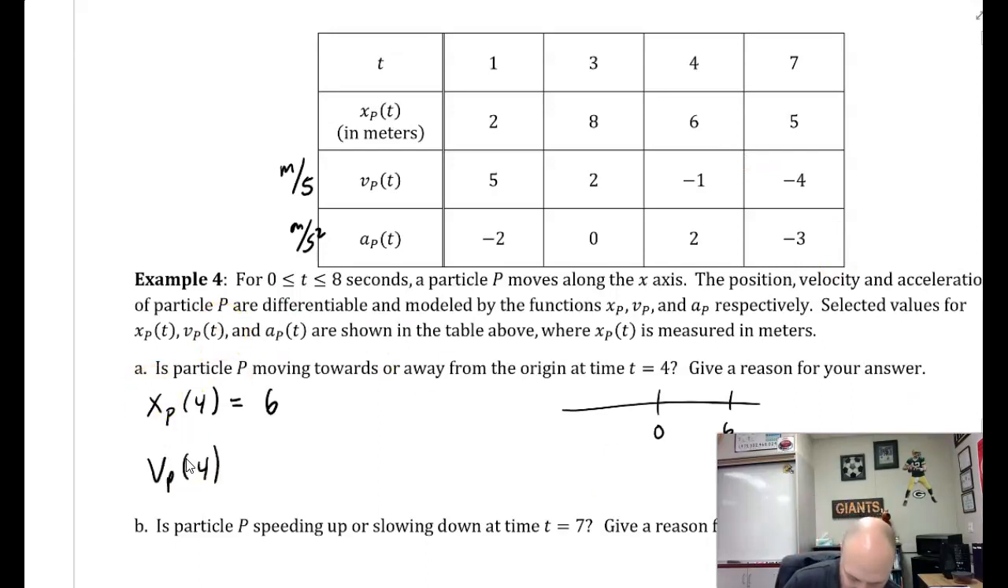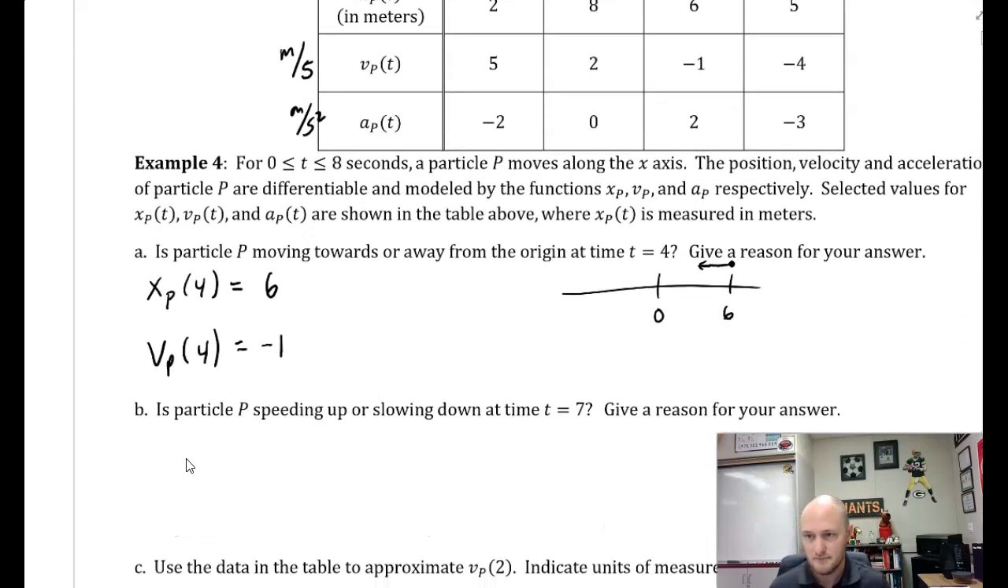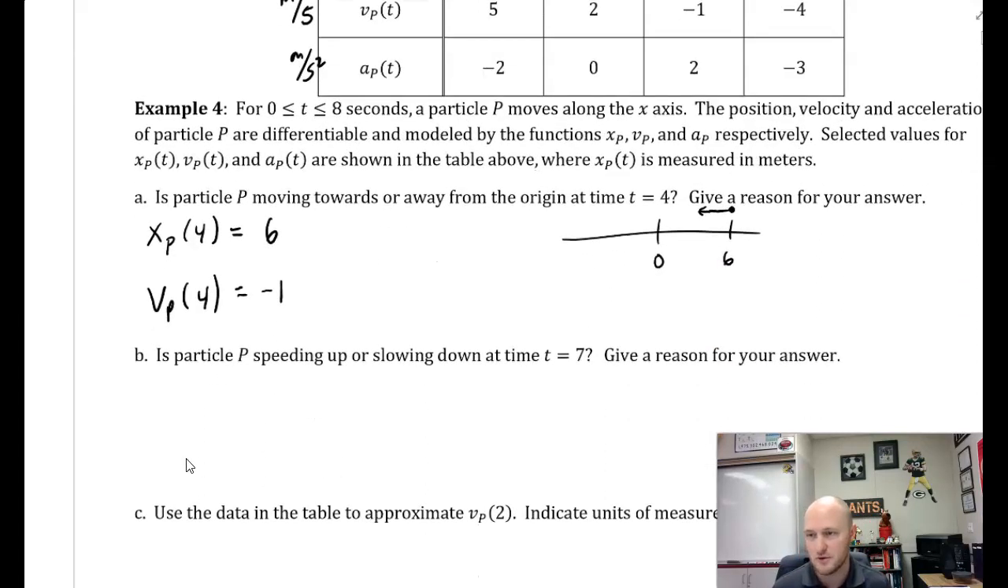Okay? Well, now that I have its position, what is its velocity? What's the velocity at 4? And if I read that, that tells me it's -1. So that tells me that this particle is moving left. So is it moving towards the origin? Yes, it's moving towards the origin, not away.